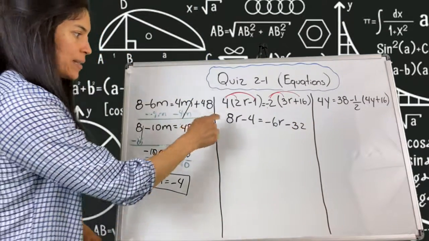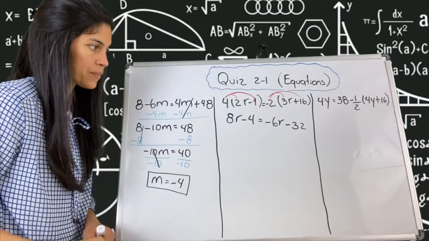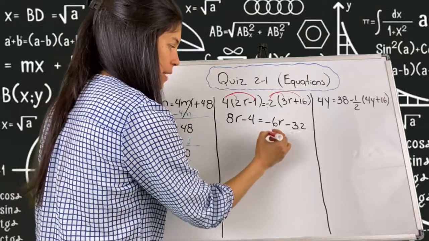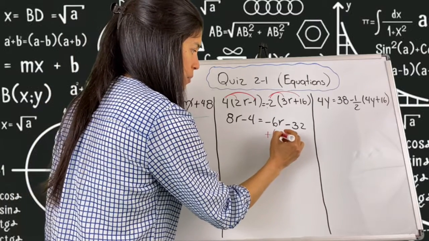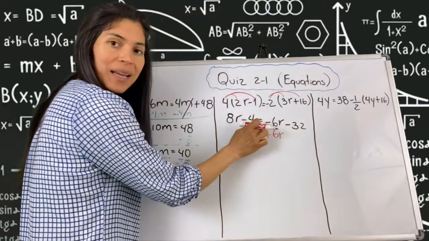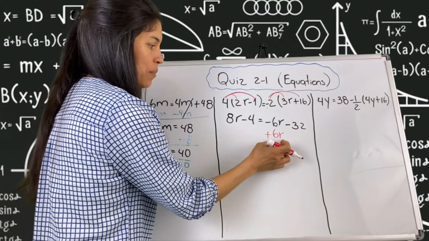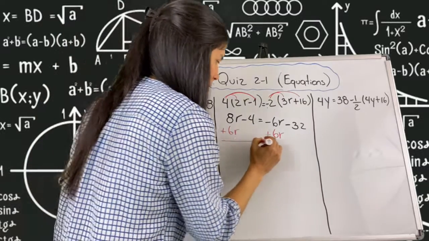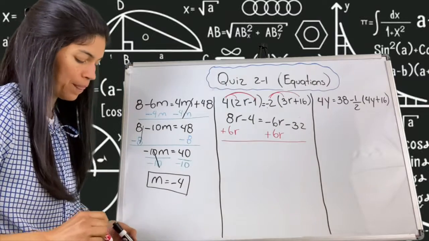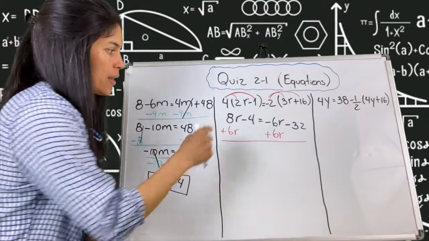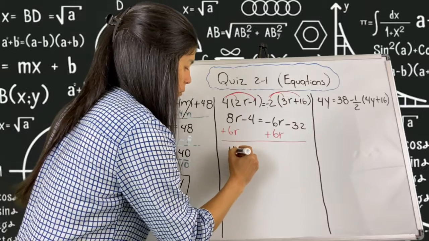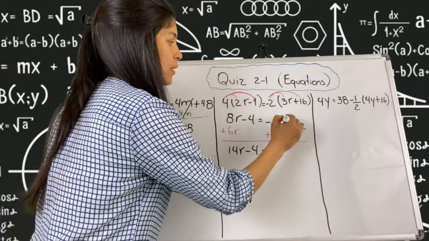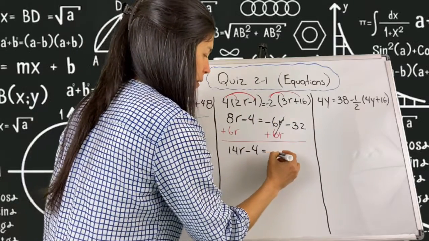Now we are on the same level as the first one, so we need to move the variables. Let's move the r. Since it's negative here, the opposite of negative is positive, so I'm going to put a +6r, so I can eliminate that, on both sides to keep the balance, right? We need to do it on both sides. 8 plus 6, that is 14r. I'm going to bring down the -4, that is equal. These two get cancelled, and I am left with -32.